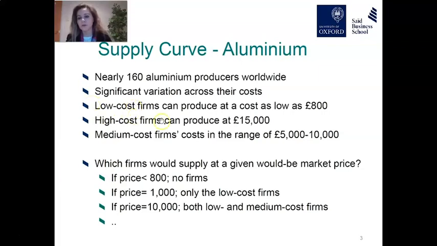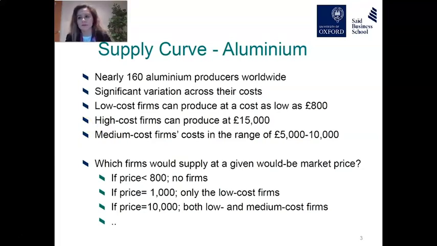There are some firms that are extremely efficient, so-called low-cost firms. They're able to produce aluminum at a cost that is as low as 800 pounds per ton. And there are also some firms that are extremely inefficient, which are able to produce almost the same aluminum at a cost of 15,000. And there are also a lot of firms which are in the medium range, and their costs vary between 5,000 to 10,000. So this is the information given to you. Then the question is, what would the supply curve look like for the aluminum industry?